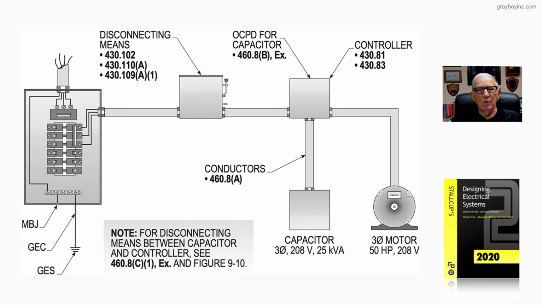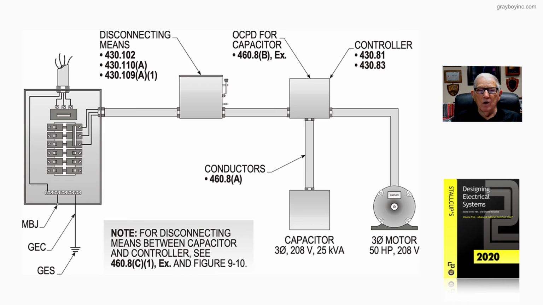You have 430.110(A) that says that the disconnect must break the load value concerning capacitor and motor. And then notice 431.09(A)(1) says that the disconnect has to be equivalent to the horsepower of the motor. So you have a load break rule of amps, full load, and then you have the horsepower rating of the disconnect.